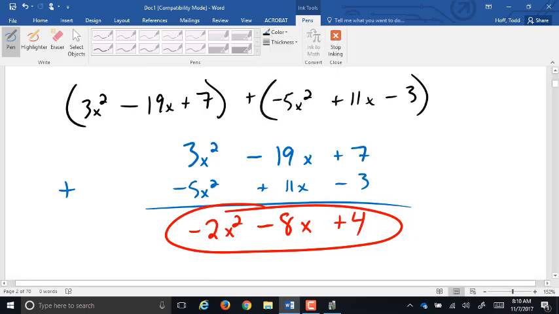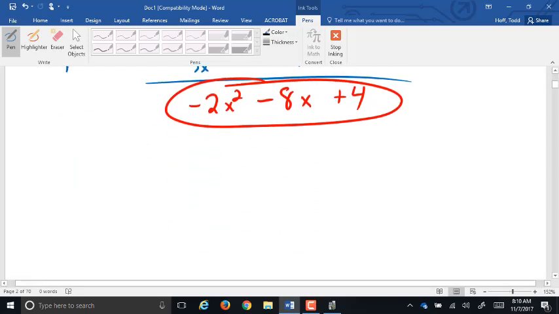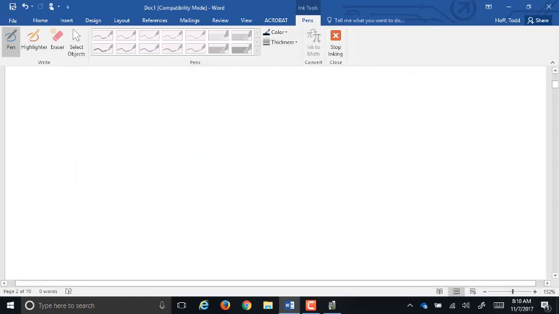So addition's actually relatively simple. Where it becomes more complicated is when we subtract. And at the surface, subtraction is no more difficult than that.